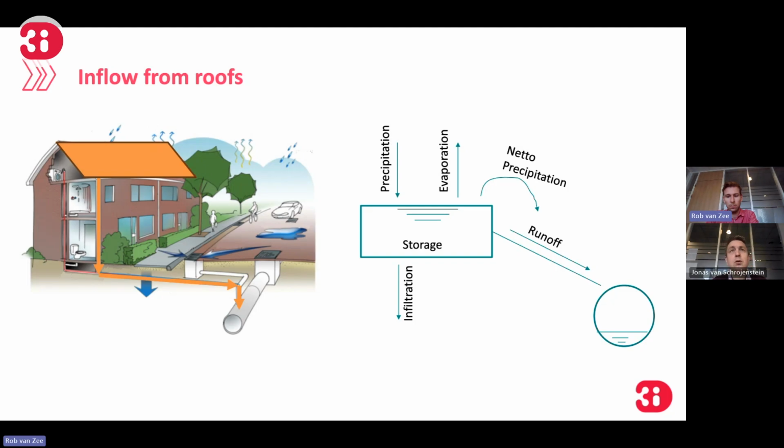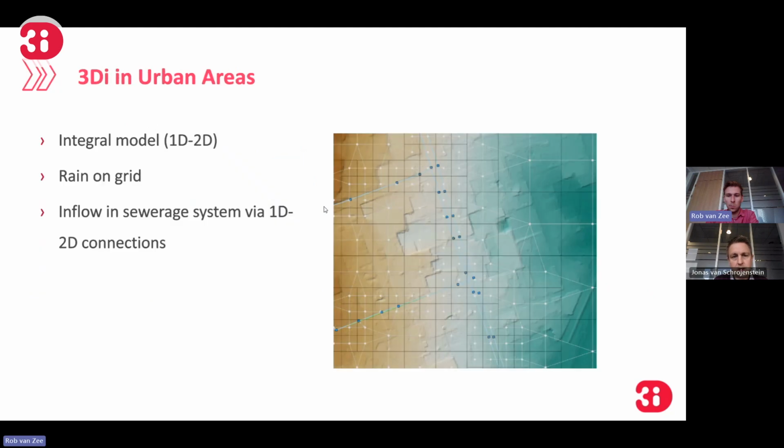Depending on the type of roof that you have, the storage or the infiltration parameters might change. And there are two options in 3DI. You can either use the impervious surfaces or the surfaces. The biggest difference is that with impervious surfaces, you have predefined types, and these parameters are predefined. And if you do surfaces, you can basically define any kind of parameter that you like. So this is how the inflow from the roofs works.